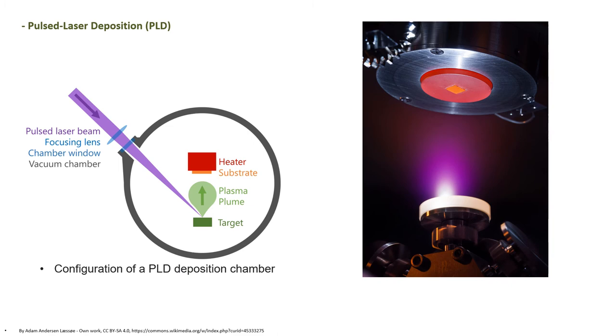The substrate is mounted on a heating plate glowing red at a temperature of 650 degrees Celsius to improve the crystallinity of the alumina thin film.